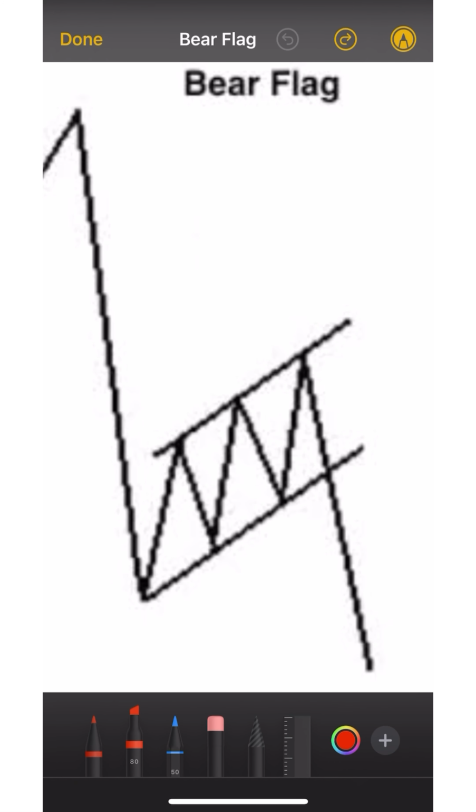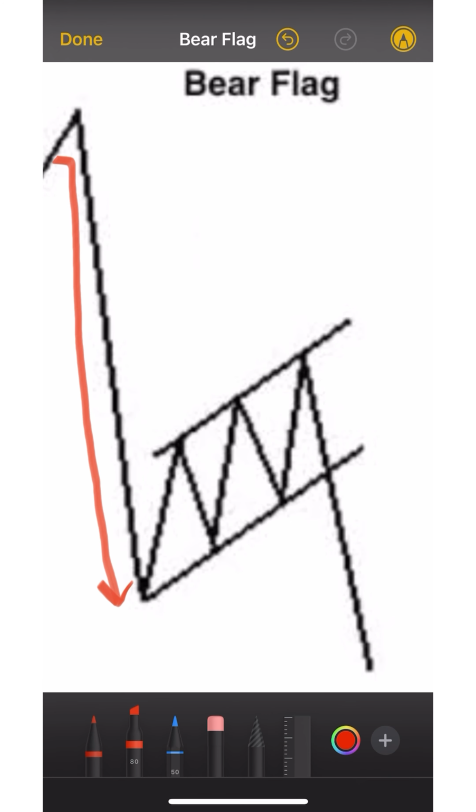Alright guys, so let's start with how to identify a bearish flag using this picture in a few steps. Step 1, whenever the market goes downwards continuously, it will make a pole, as you can see in this picture. This is called the pole of a bearish flag.